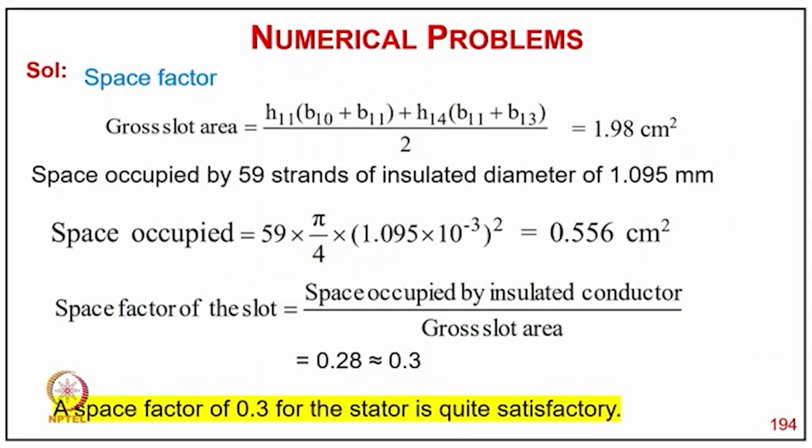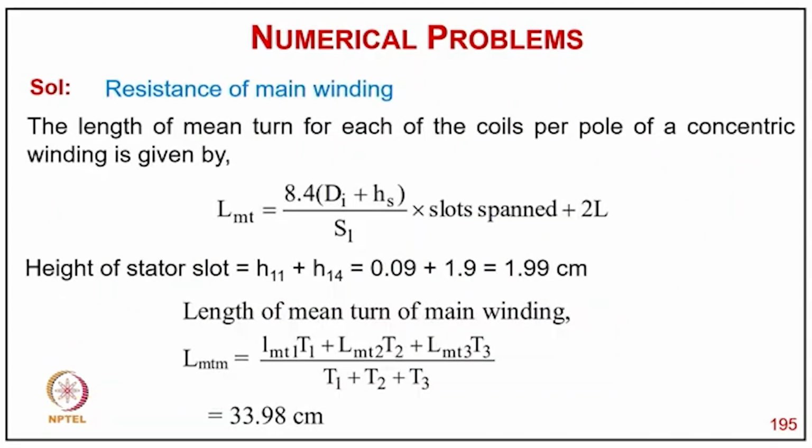Now gross slot area, putting all the dimensions, comes 1.98 centimeter square. The space occupied by 59 strands of insulated conductor of 1.095 comes, putting this formula, 0.556 centimeter square, and space factor of the slot by putting all this comes 0.28, around 0.3. The space factor of 0.34 for the slot is quite satisfactory.